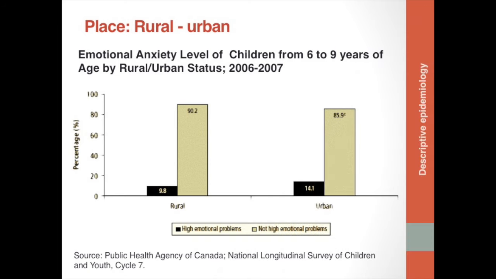Place data can be shown in tables. For example, in this table, we can see an analysis about the emotional anxiety level of children by rural versus urban place of residency between 2006 and 2007.